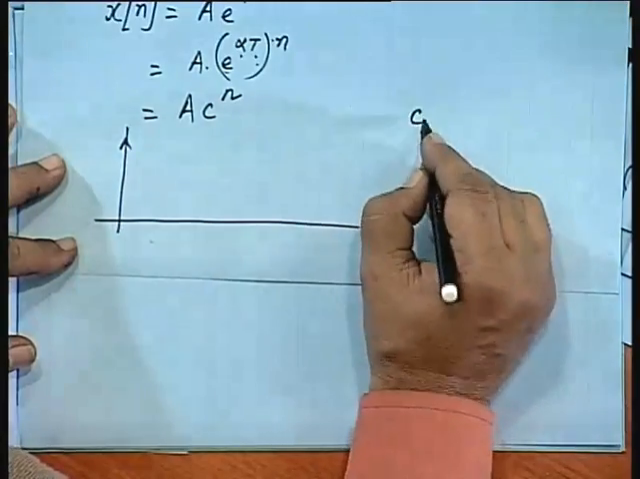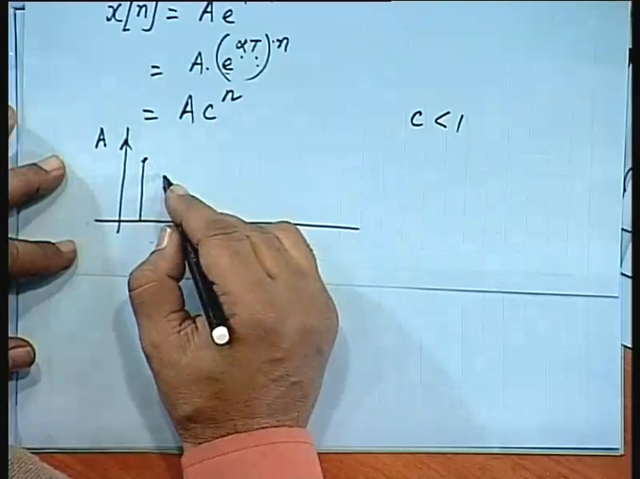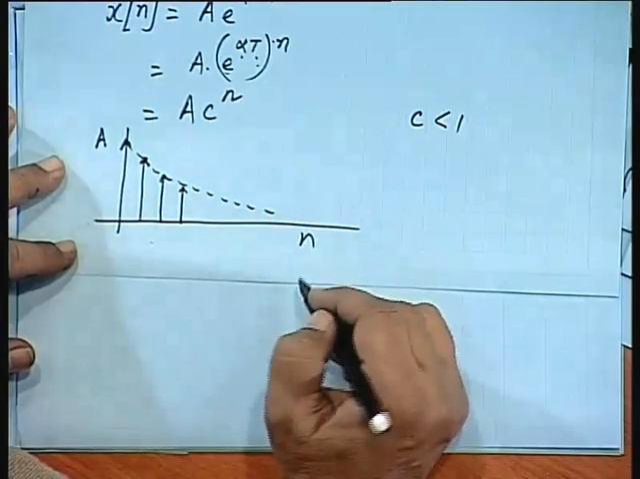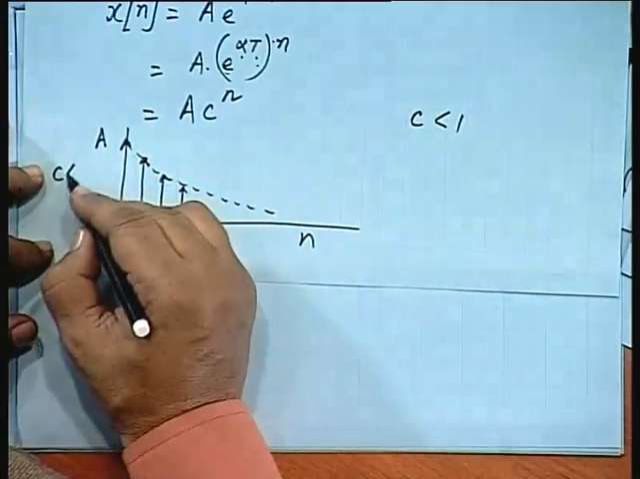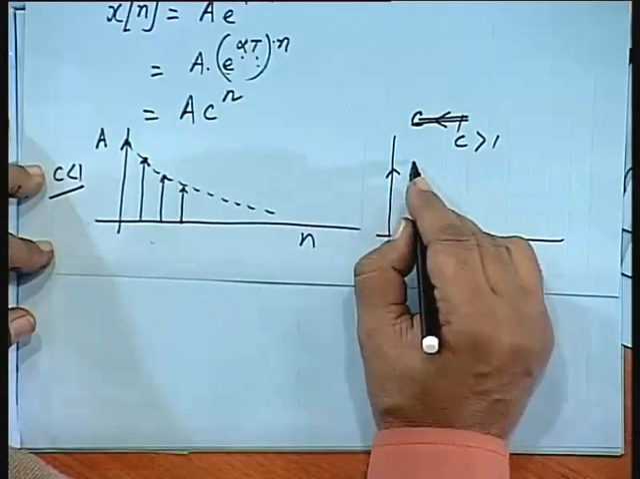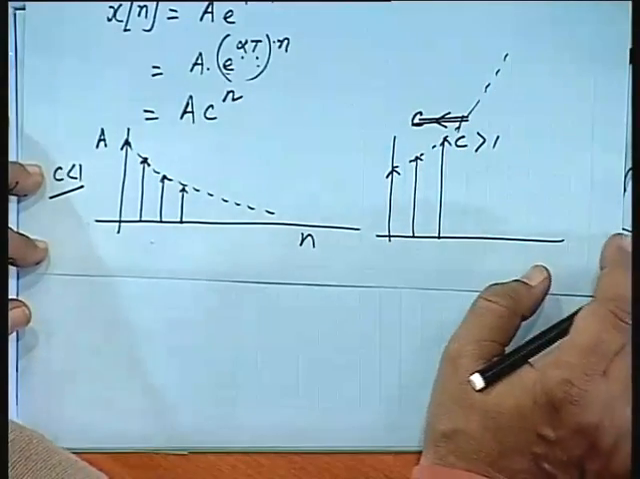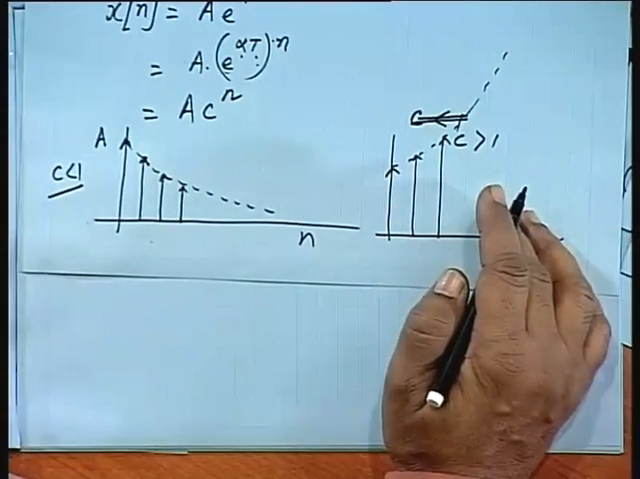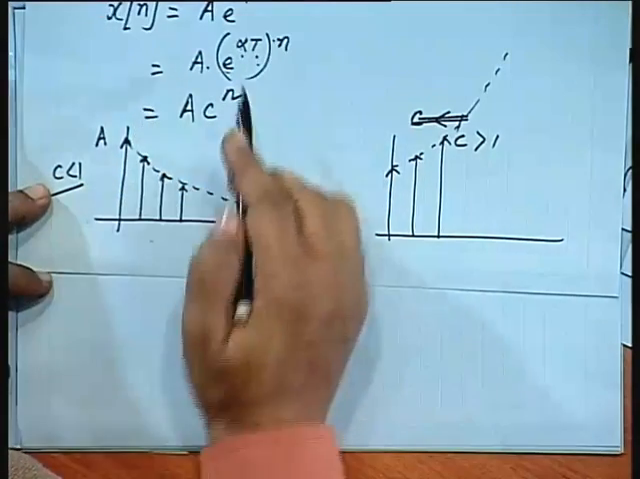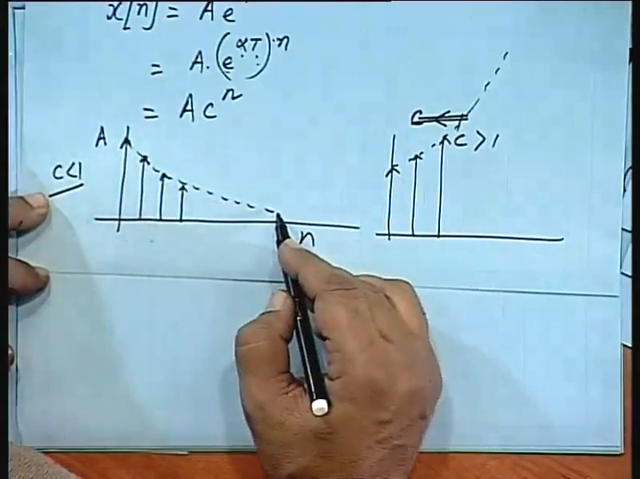So, you get the value of the function. If c is less than 1, it will look like this, starting with a magnitude a, then a into c, a into c squared, and so on. It will gradually diminish. If c is greater than 1, it will keep on increasing: a into c, a c squared, and so on. When is c greater than 1? When alpha T is positive. When alpha T is negative, say e to the power minus 3, then it will be diminishing.